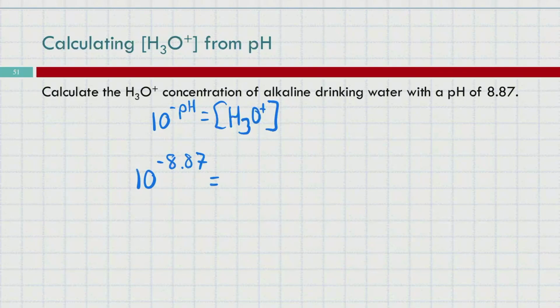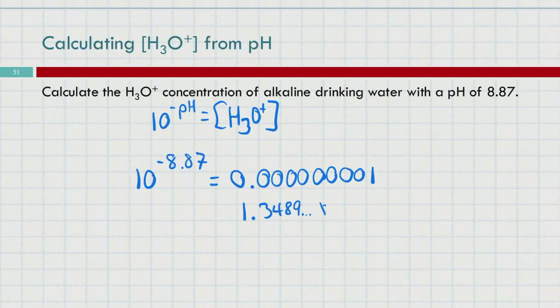This might also be a thing where you need to press a button twice. And my calculator gives me the mostly unhelpful number. It's not entirely unhelpful, because yes, that is sort of true, but it's also missing some information. Because this is actually 1.3489 and so on, times 10 to the minus 9.